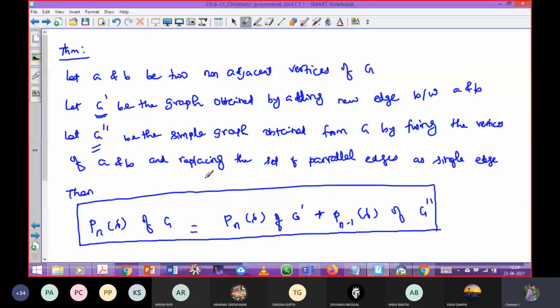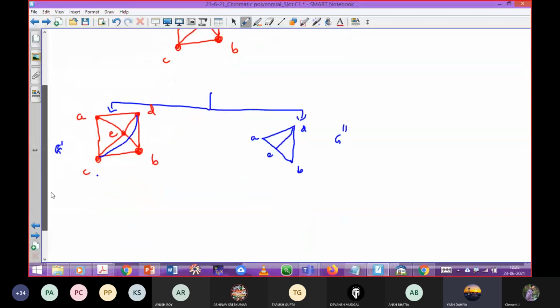Can you repeat and draw the graphs, G consecutively, G double dash? Yes, please. Sir, in G1, can we join A and B? Yes, that's what we are going to do in the next step.